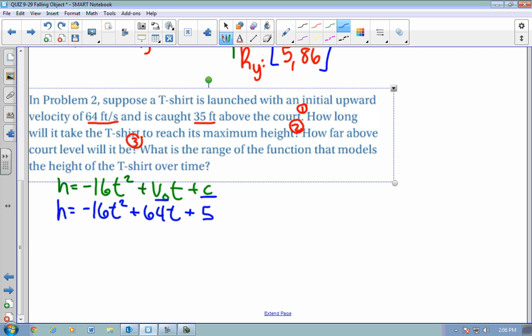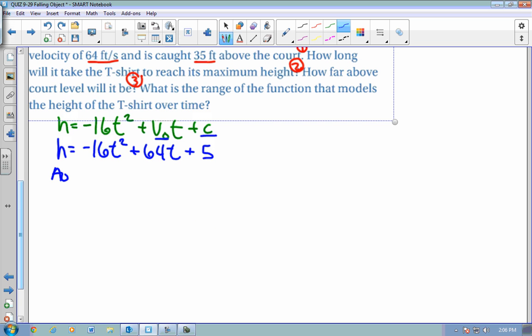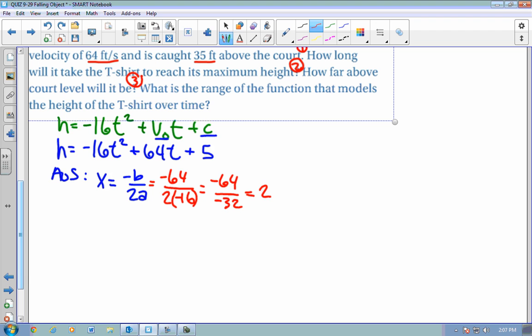So, first question: how long will it take the t-shirt to reach its maximum height? That is the t-axis, using the axis of symmetry. x equals negative b over 2a. What's in the b position? So we write negative 64 over 2 times negative 16, which is negative 64 over negative 32, which is 2. So what does the 2 mean? 2 seconds to the maximum height.